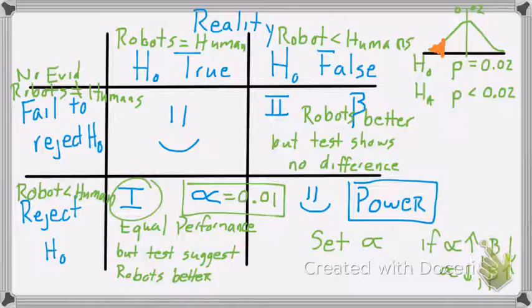Generally speaking, alpha values can be anywhere from maybe 0.1 on. You'll occasionally see one higher than 0.1, but generally alpha values are 0.1 and then on down to 1%, or in some cases even less if it's very important you don't make a type 1 error.